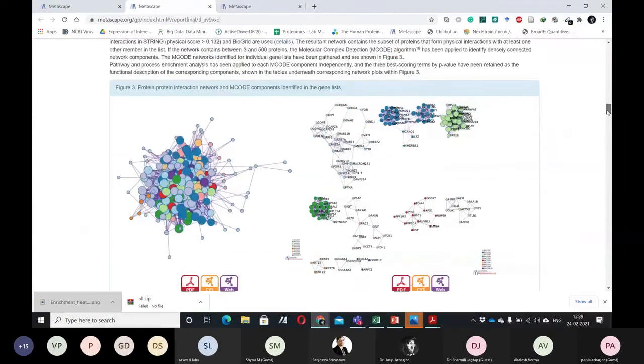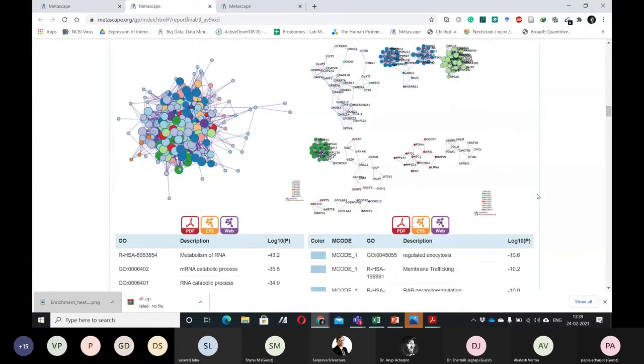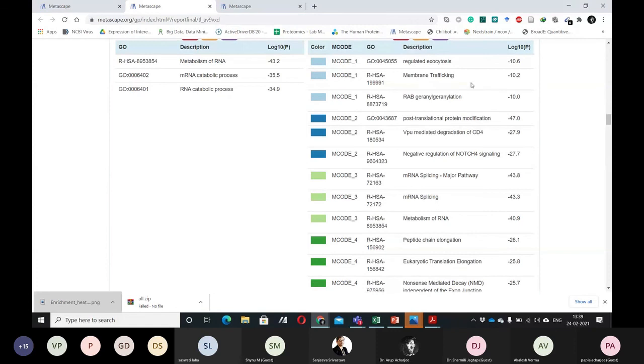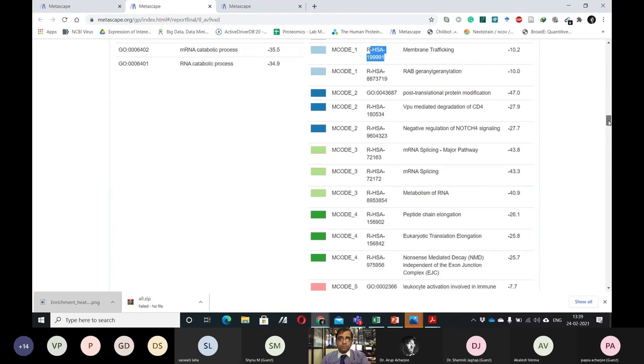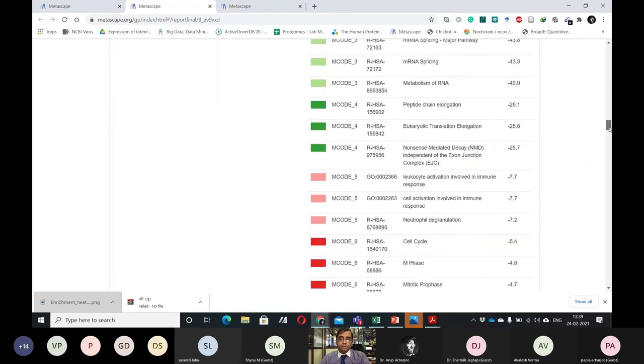You can go back to your data and see where our MCODE 1 was. MCODE 1 is in green. So this is our MCODE 1. This cluster of proteins primarily interacts together and it regulates exocytosis. Then there is another cluster of proteins for membrane trafficking. This MCODE 1 is according to the gene ontology database. Then there is another MCODE 1 according to the Reactome database. Since this is a meta-analysis, your data is analyzed through multiple databases and all of them are represented here.